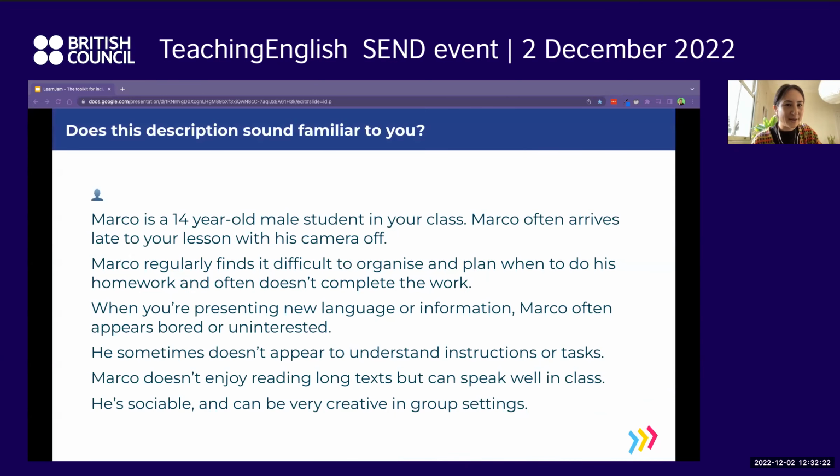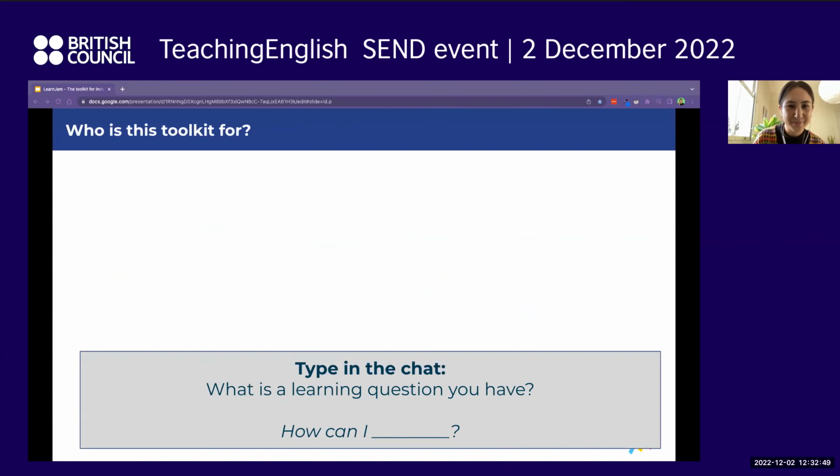So remember, we had Marco, and Marco was this teenage male student in your class who finds it difficult to organize and plan. He often appears bored or disinterested, and he doesn't appear to understand instructions or tasks. So Marco doesn't enjoy reading long text, but he can speak well in class. He's sociable and can be very creative in group settings. There's a last kind of task for the chat.